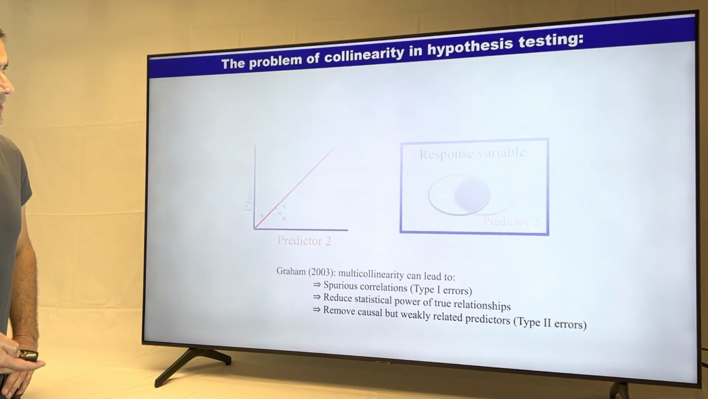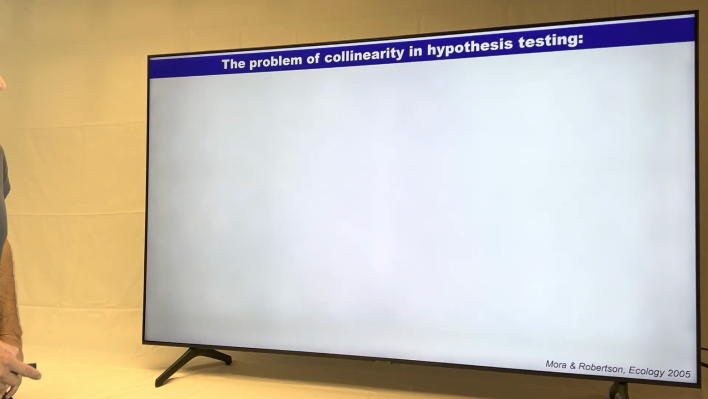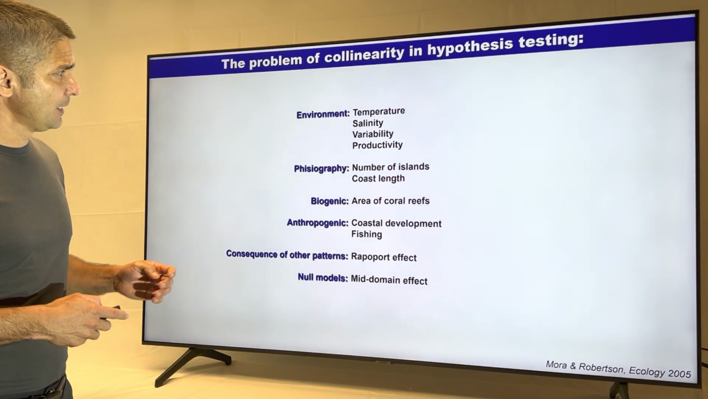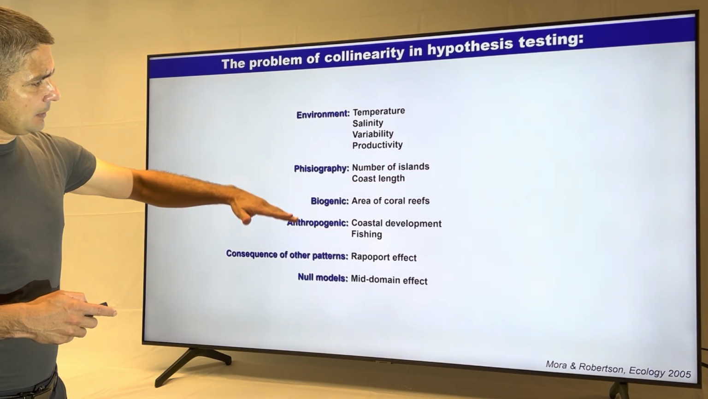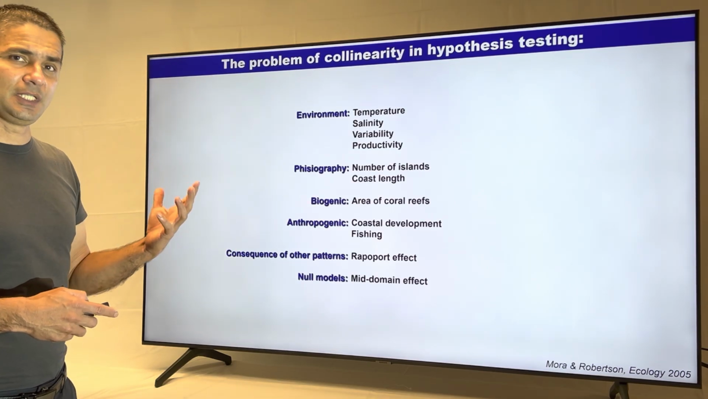Now, how significant is multicollinearity? This is a paper that we published back in the day where we tried to identify the significance of this issue of multicollinearity. Here we had different hypotheses that could, for instance, be used to explain the diversity of fish in the oceans.